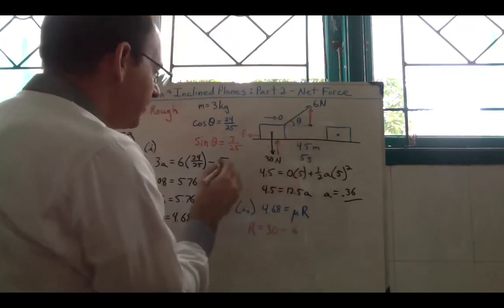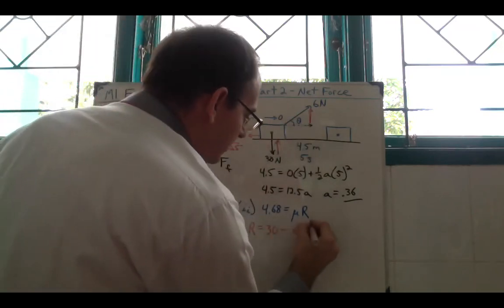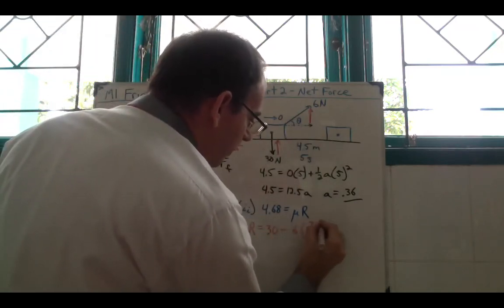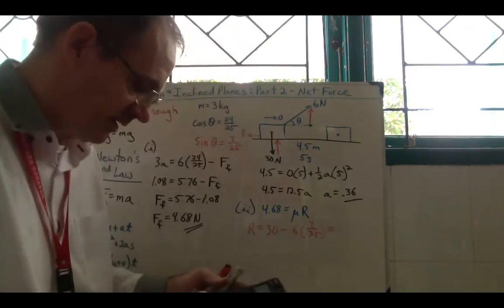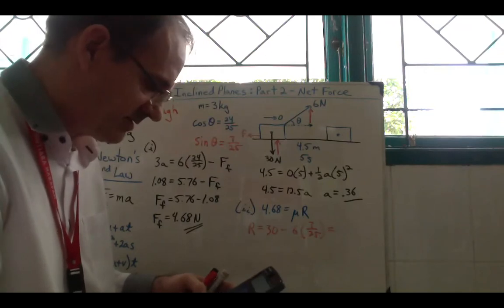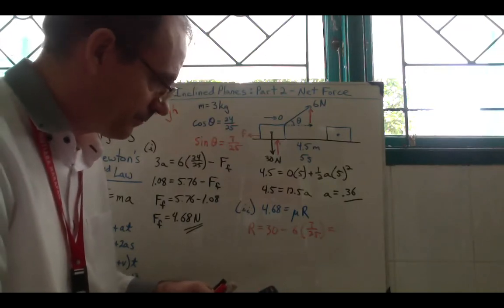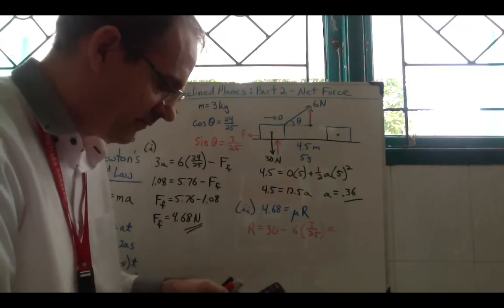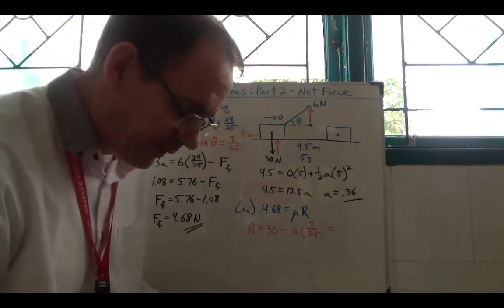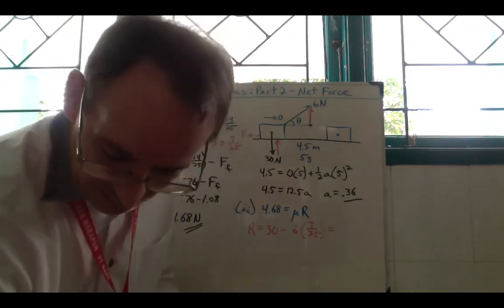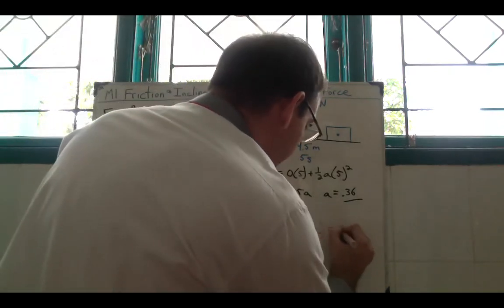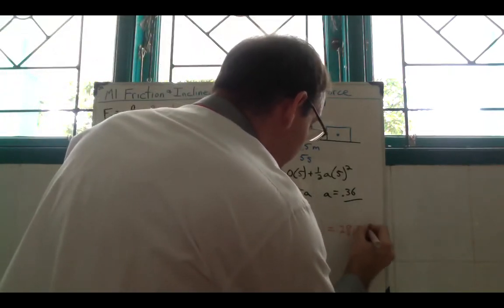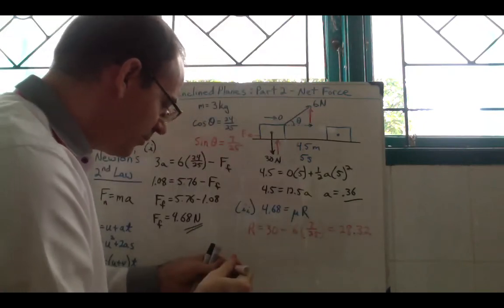sine, because this is the opposite, which is our 7/25, which equals, for our normal contact force, 30 minus 6 times 7/25, and we get 28.32. That's the normal contact force.